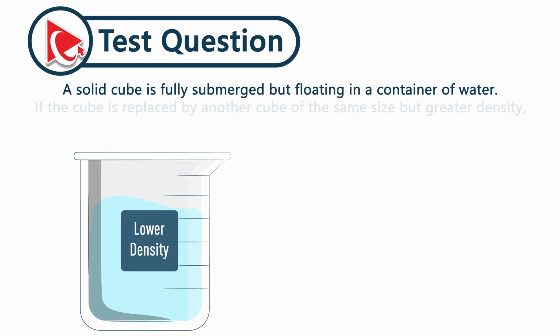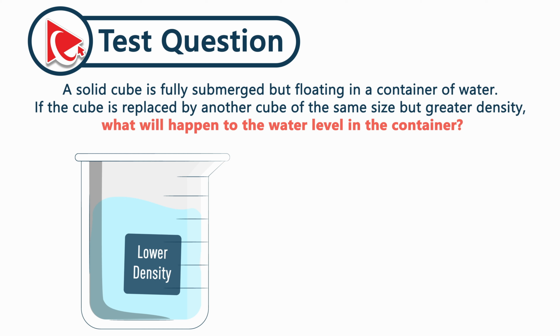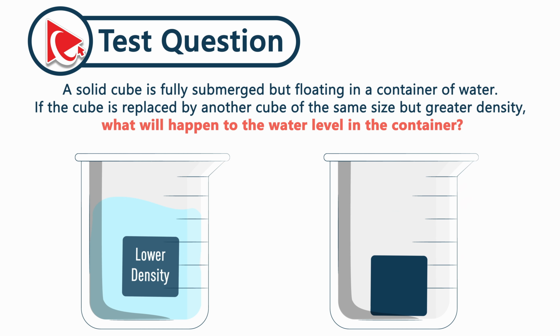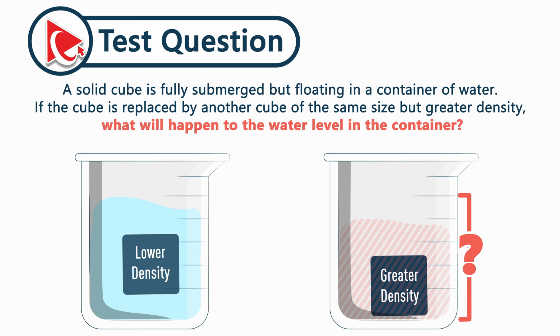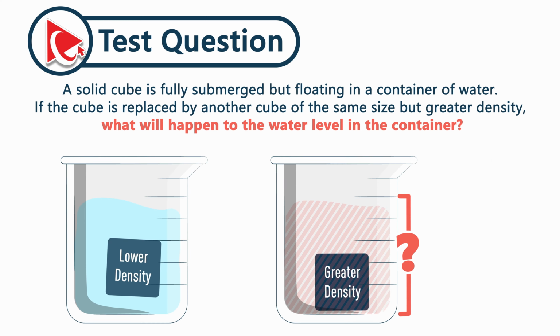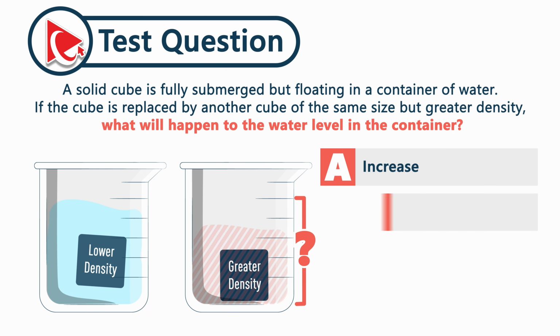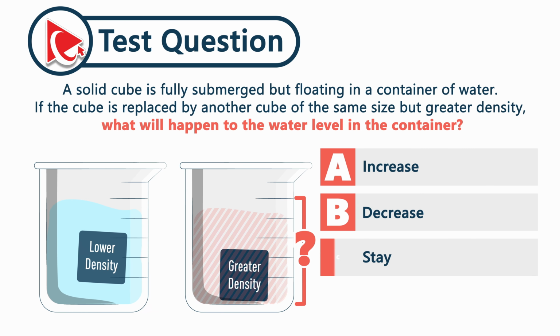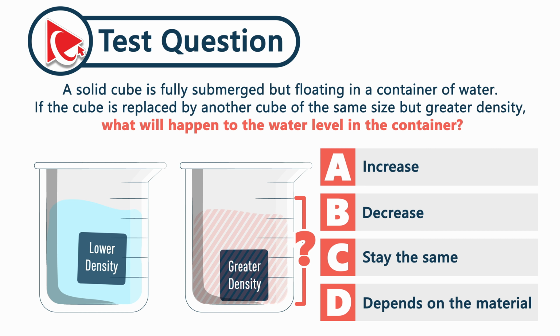A solid cube is fully submerged but still floating in a container of water. If the cube is replaced by another cube of the same size but greater density, what will happen to the water level in the container? And your choices for the answers are choice A, increase, choice B, decrease, choice C, stay the same, and choice D, depends on the material.